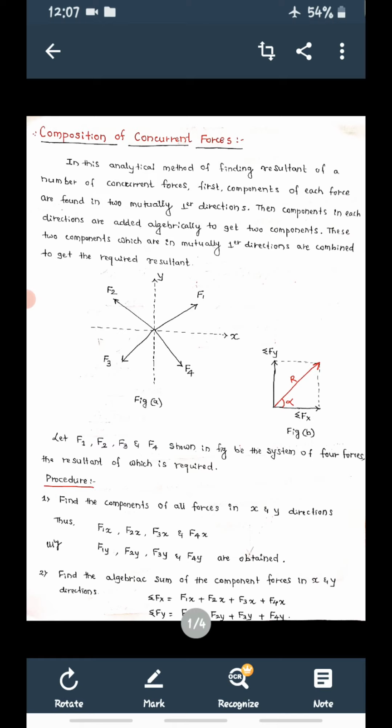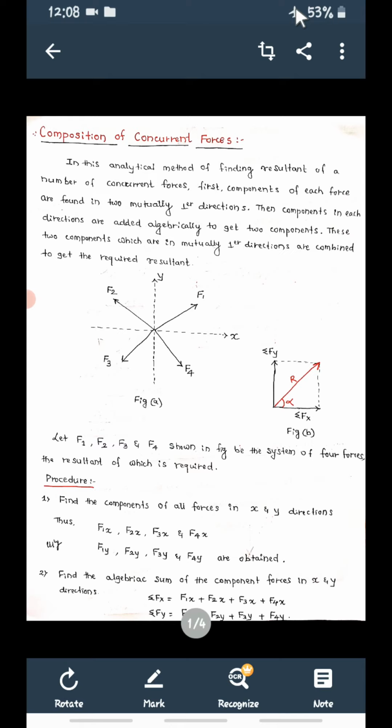Before going into the problems, that is how to find the resultant of a number of forces, when a number of forces are acting on a body, how to combine them and find a single resultant. Already the equation we have seen in the previous class, so we'll go to that session.